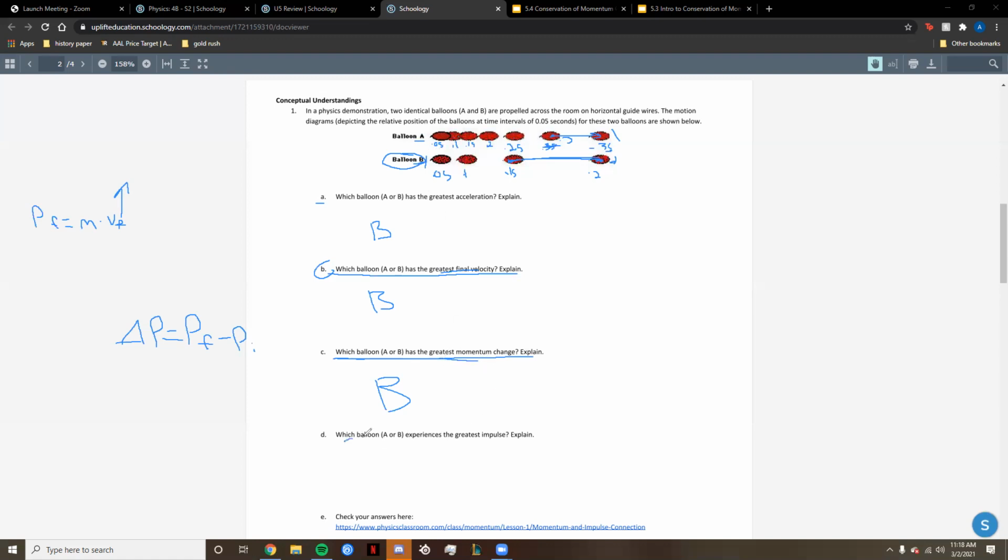And then D, which balloon, A or B, experiences the greatest impulse? Impulse is basically equal to the change in momentum. So that would be B again. So all these would be B. It's B because impulse equals the change in momentum. If B has the greatest change in momentum because it has the greatest change in velocity, because it has the greatest acceleration, then it's going to be B. See, question A helped with finding question B, and then question B helped with finding question C, and then question C helped with finding question D. So these are all B. A is pretty slow. All right, and then we'll move on.